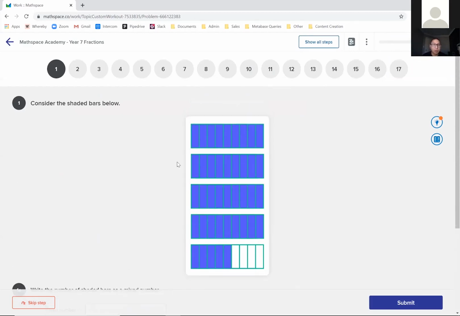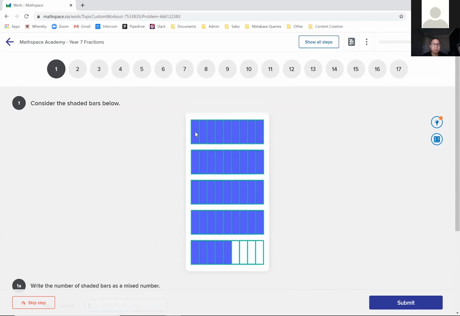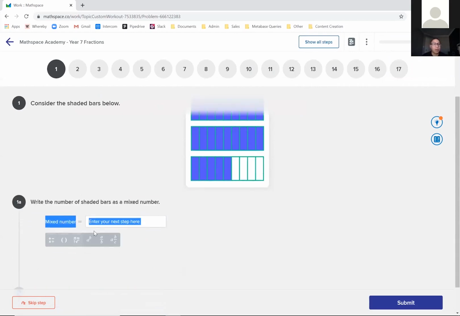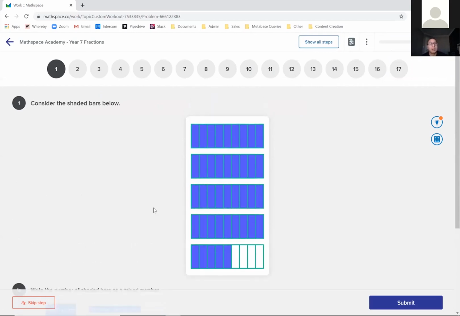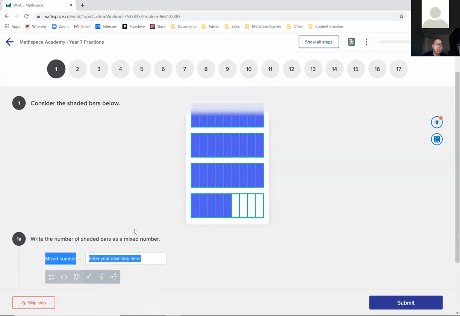Okay, so consider the shaded bars below. I've got 1, 2, 3, 4, 5 shaded bars. I've got to write the number of shaded bars as a mixed number. Now, very quickly, what is the difference between a mixed number and anything else? Well, a mixed number, remember, has whole numbers and fractions together. An improper fraction is when you don't have any wholes and you chuck all the wholes on top of the fraction and make the fraction bigger than the bottom. So we're going to do a mixed number.